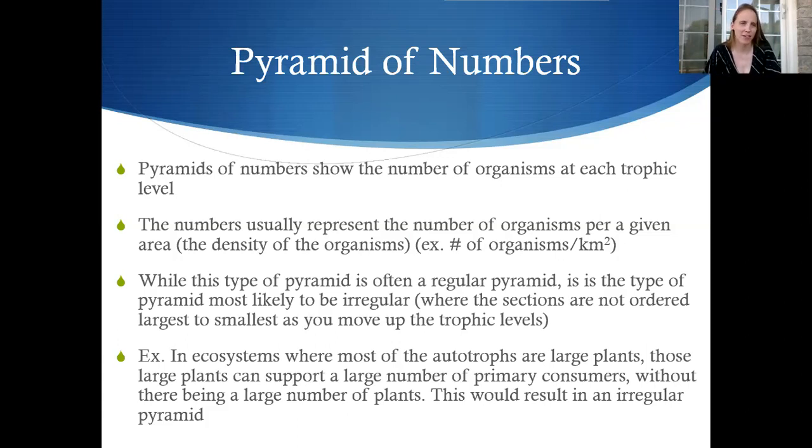However, if you have very large organisms that are being eaten by things smaller than it, your pyramid of numbers will be irregular. So an example of this would be an ecosystem where the dominant plant species are very large trees. When you just count the trees and get their numbers, you might not have many, especially compared to if you're counting blades of grass in a grassland. You're obviously going to have fewer trees than you would blades of grass in a different ecosystem. So you would have a fairly small number of trees relatively, but those trees can support a wide number of insects. So you would have a larger section of insects over top of a smaller section of trees. So that's true anytime your consumer is smaller in body size than the thing that it's eating, your pyramid will be irregular.